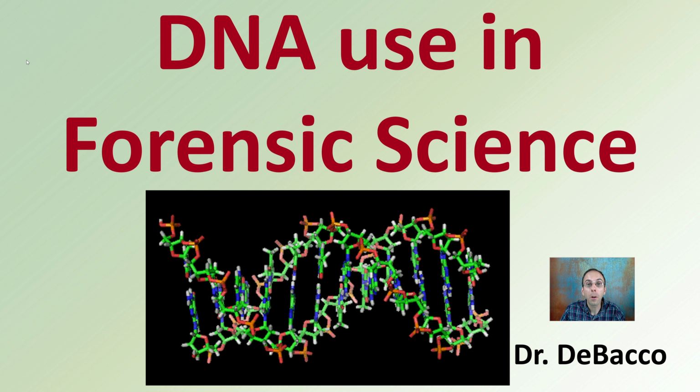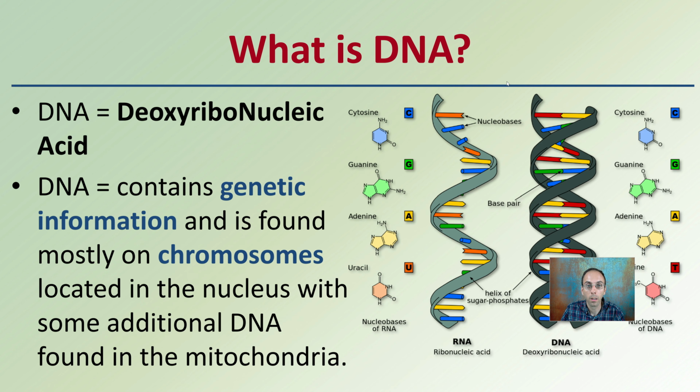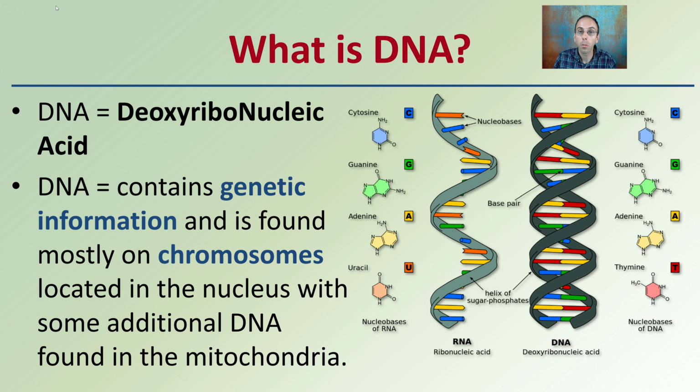Okay, here I'm going to be talking about DNA's use in forensic science, because typically in forensic science, DNA is given a lot of weight. So we're going to try to describe a little bit of how it's actually used with looking at a crime scene. So first off, I need to define what DNA is, and it's deoxyribonucleic acid. That's what the letters stand for.